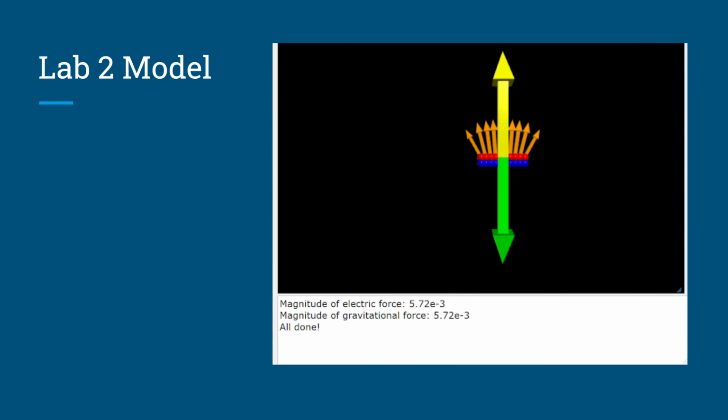As we can see, there is an electric force arrow coming off each point charge in the line, with the new charge 3.999877 times 10 to the negative 8 coulombs. The magnitude of the net electric force is equal to the gravitational force, each with a magnitude of 5.72 times 10 to the negative 3 newtons.